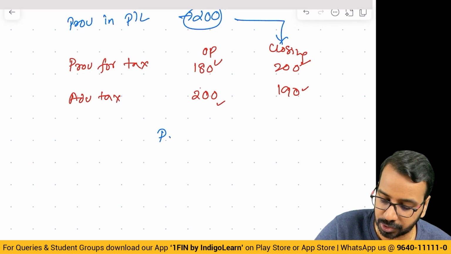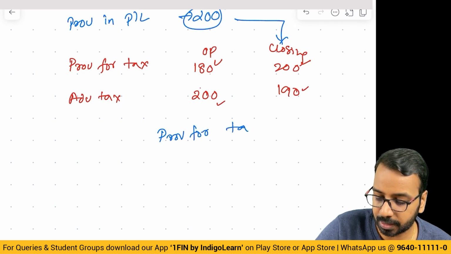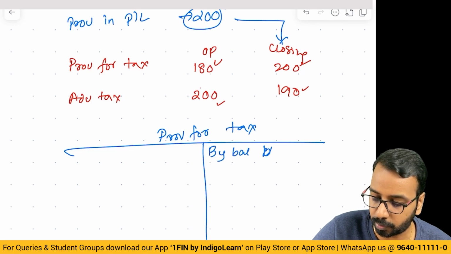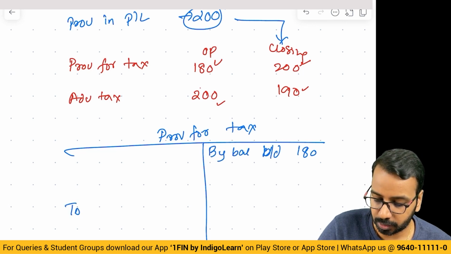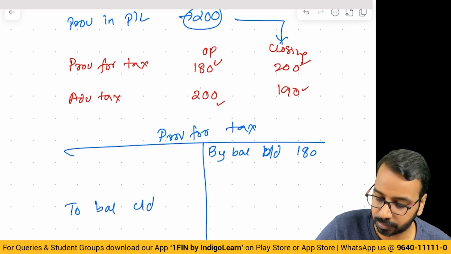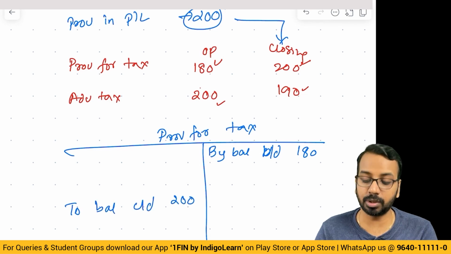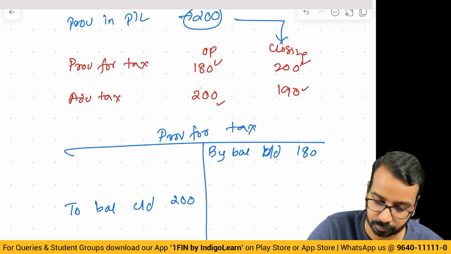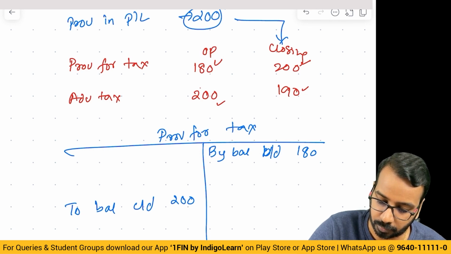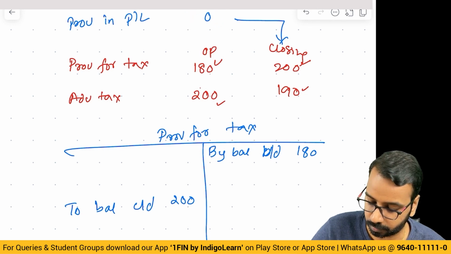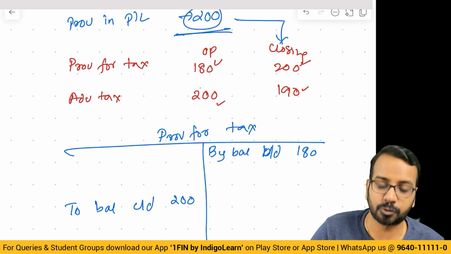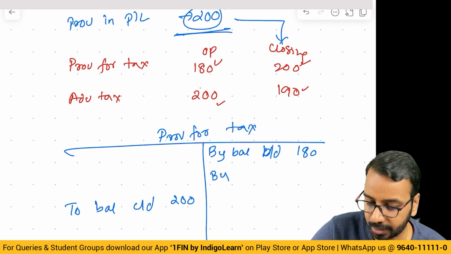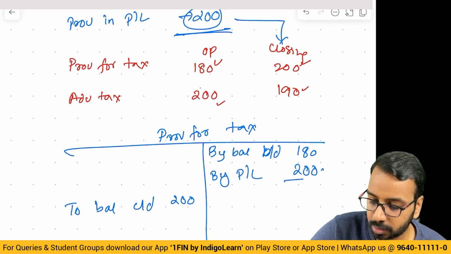One is you will prepare the provision for taxation account. In the provision for taxation account, you have by balance brought down 180, to balance carried down we have 200. Then what do we have? We have the current period expense to be 200. So if the expense in the current period is 200, you would say by P&L 200, right?